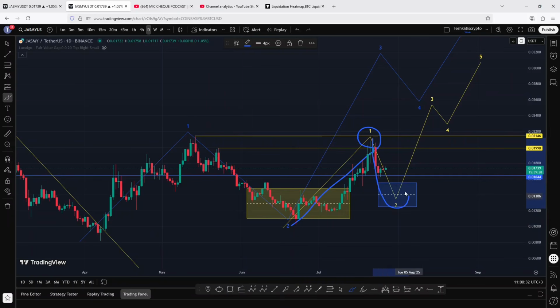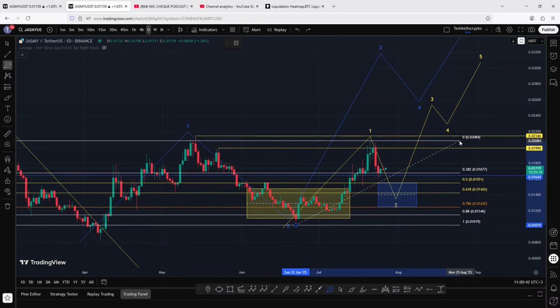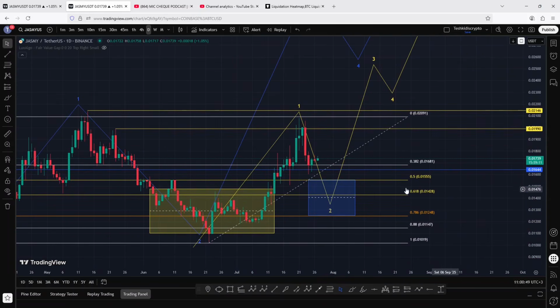pullback in the formation of a second wave, whose minimum target areas can be given by connecting the Fibonacci's from the lows we made in the formation of that first wave to the highs we made in the formation of the wave 1. And on so doing, the area that I am paying attention to as a minimum pullback target area is between the fib level 0.382 and the fib level 0.78 as a maximum.